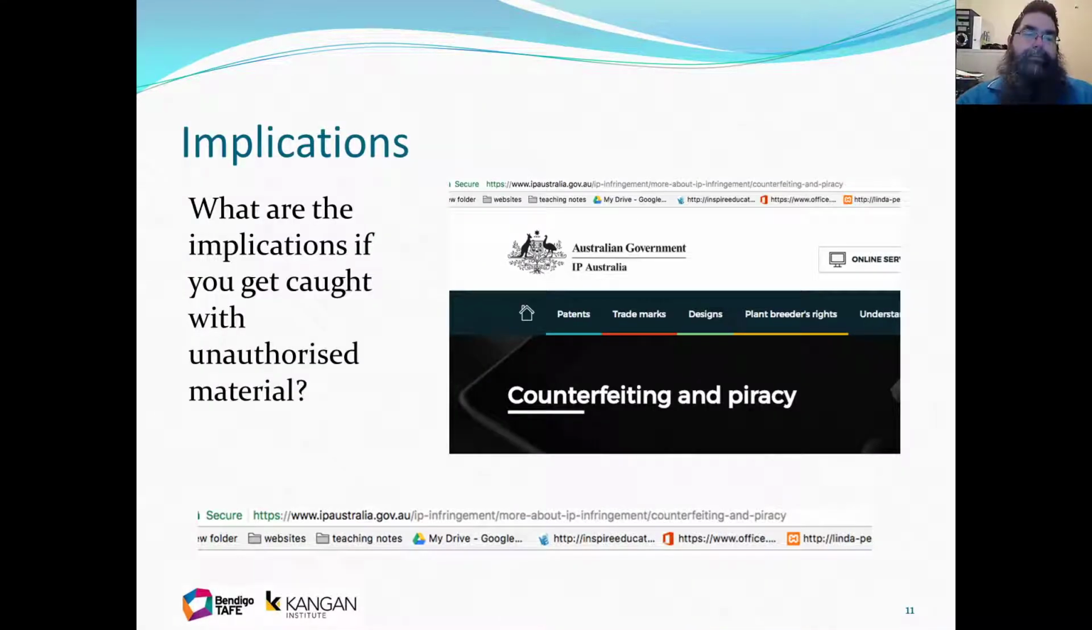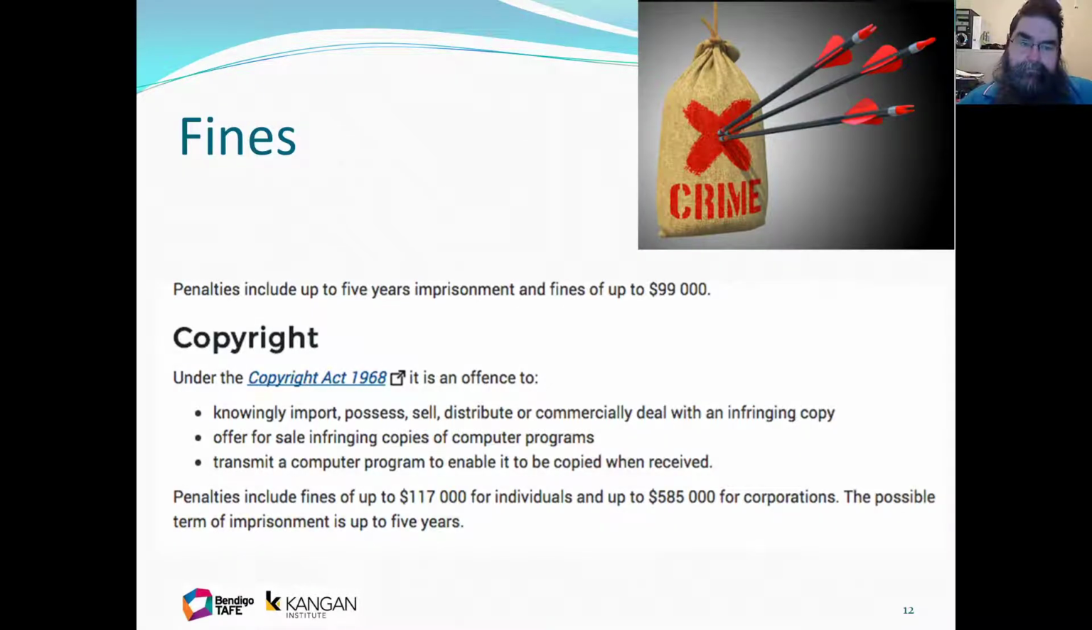It's always good. So, the implication of being caught with unauthorized material is that you are breaking the law, and most people think of piracy as okay to do. So, taking images, taking video, downloading music, all that sort of stuff is protected under the Copyright Act and is enforceable by law. So there are pretty impressive fines. Fines up to $99,000 or 5 years imprisonment. That's quite a nasty thing.